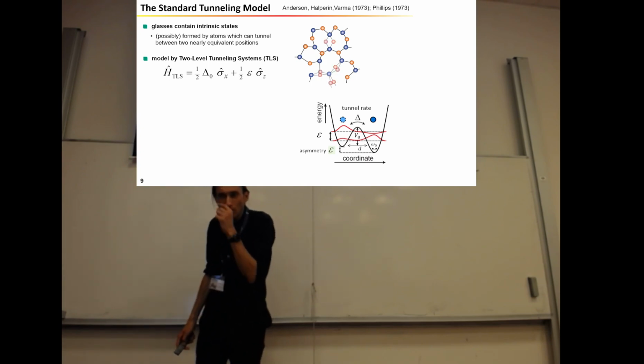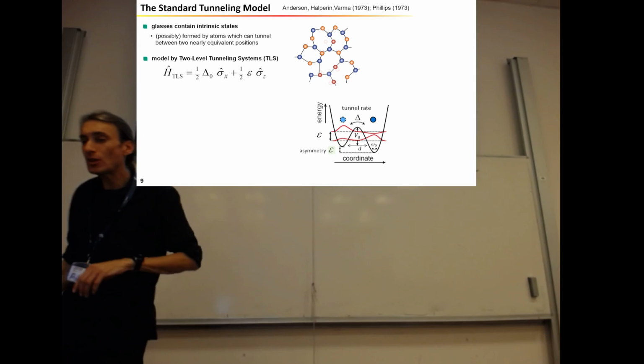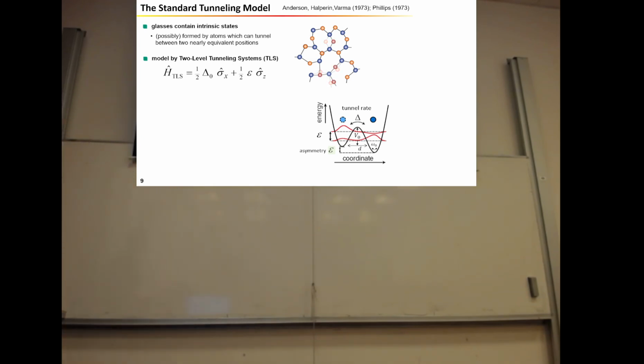This potential is also characterized by some asymmetry energy, telling you which of these two states is preferred. This asymmetry energy is shown here. And these two things you just enter into your Hamiltonian. You have the tunneling rate here, taking the state, and the energy bias basically defining which well is preferred.